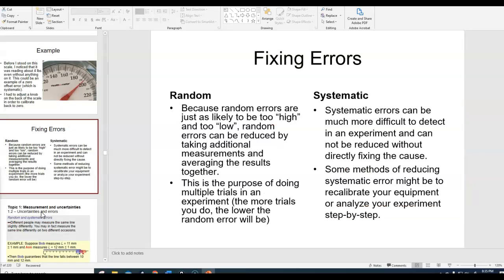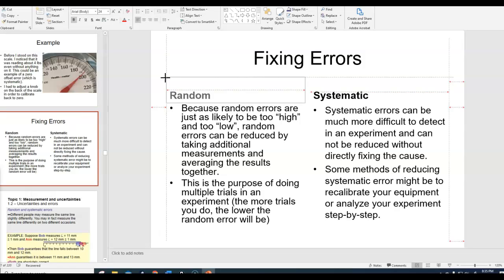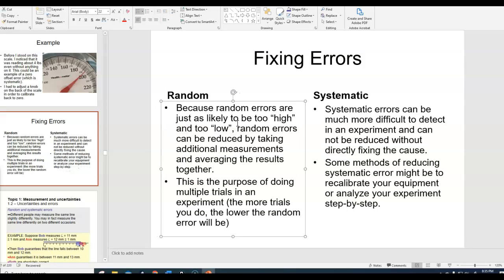Now, how do you fix errors? Well, random errors are actually very, very easy to fix. Because random errors are just as likely to be too high as they are to be too low, random errors can be reduced by taking additional measurements and averaging the results together. This is why in every experiment you've ever done, you took multiple results and averaged them, because if some numbers are too high and some are too low, when you average them together, those two things kind of cancel each other out. So if you have the choice between taking 10 data points and 100 data points, more is always better because more reduces the random error.